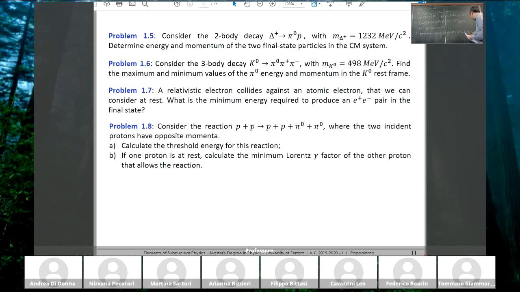Okay, so this value here is the threshold energy. If the beam energy is greater or equal than the threshold energy, then the reaction will occur. The threshold energy is the one where the final state particles are produced at rest.